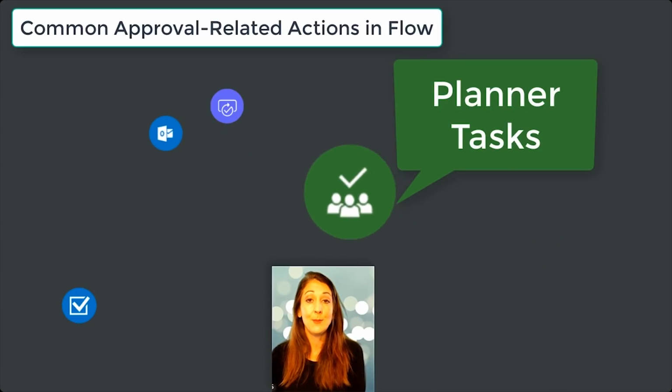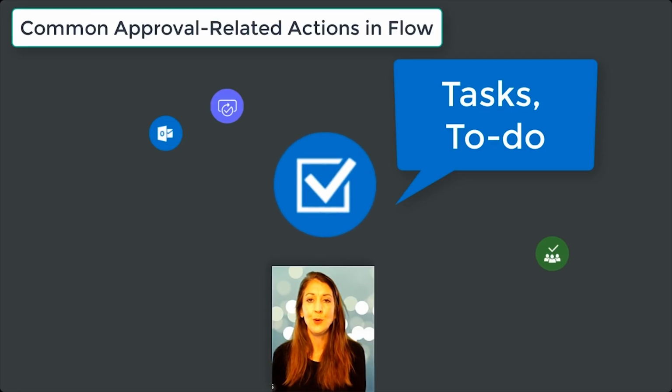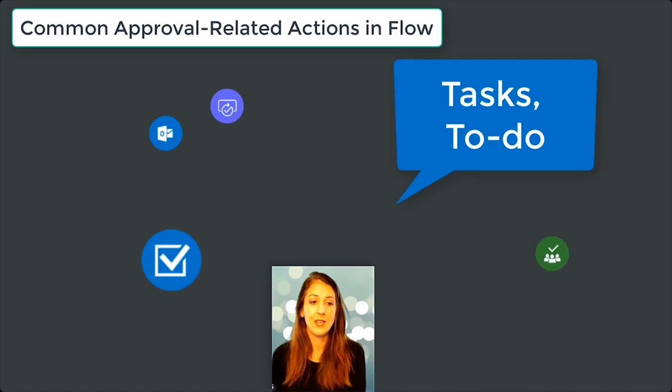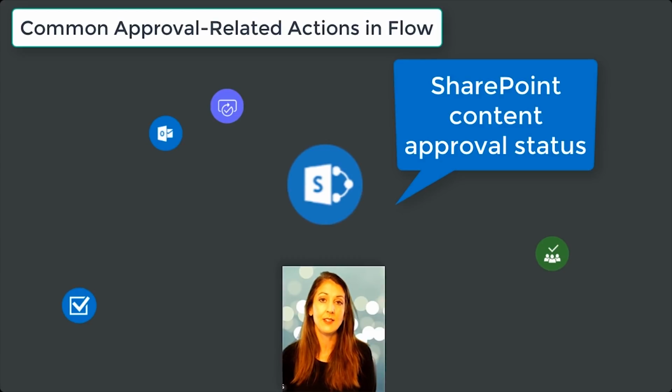and you can make the flow do different things depending on what they picked. You can assign planner tasks to people, and Outlook tasks and Microsoft To Do are in there, but they only apply to the current person. So you can't actually assign things to other people using those actions. And then we talked about content approval status earlier. You can actually set content approval status with a flow.